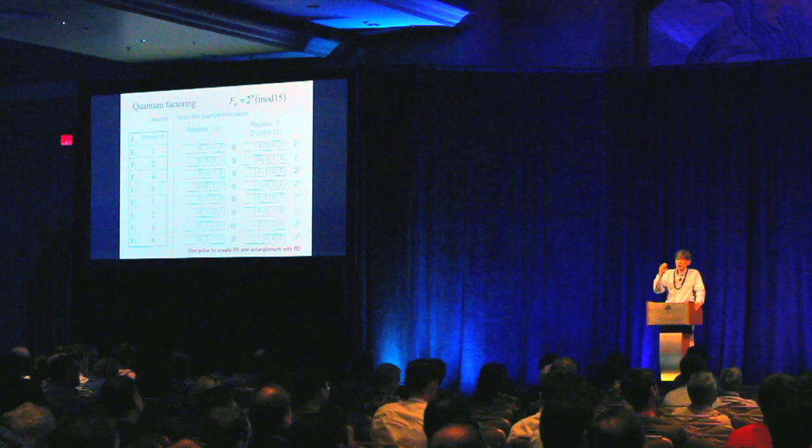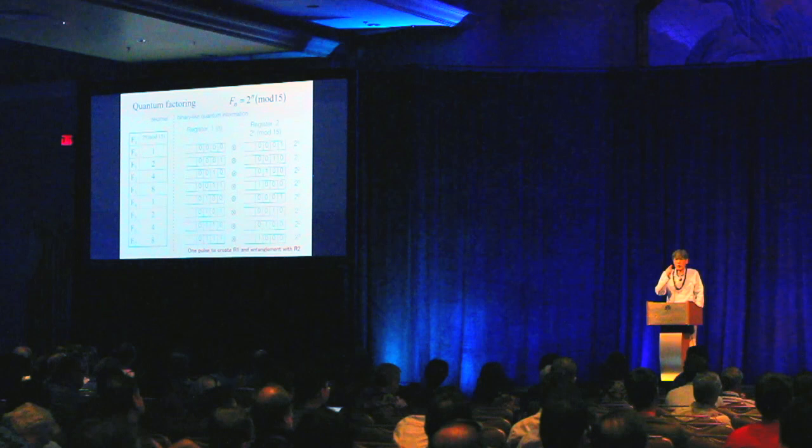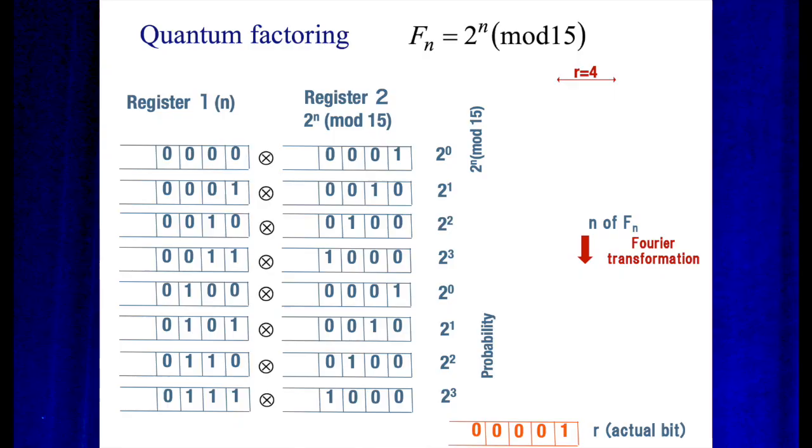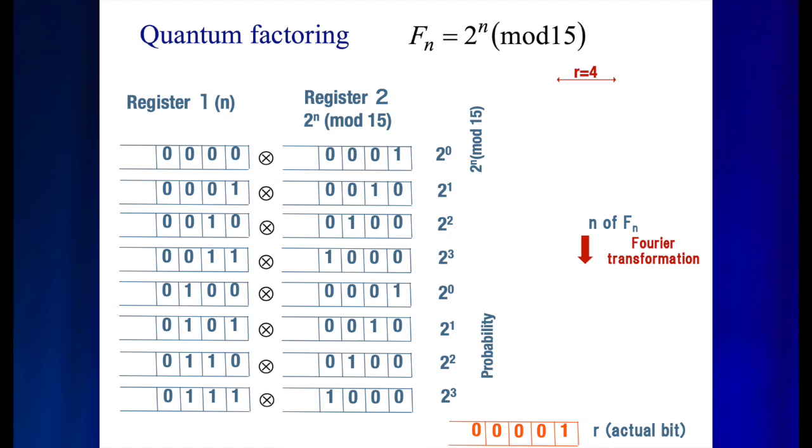To do this, I'm going to do one more step of quantum computing, so-called quantum factoring. Somehow the figure is missing. So here, imagine I'm showing the wave, 1, 2, 4, 8, 1, 2, 4, 8. So this is a wave with a periodicity 4. And a wave with a periodicity 4, I can Fourier transform to have just one peak at 4, okay?